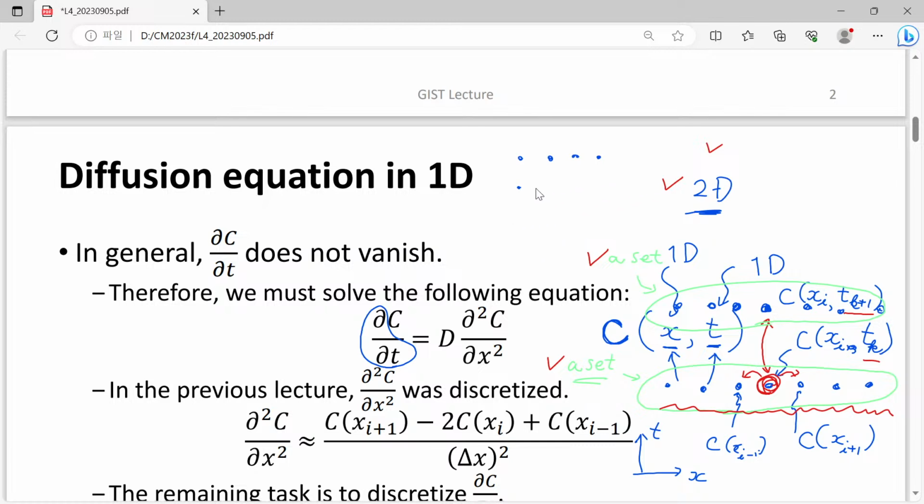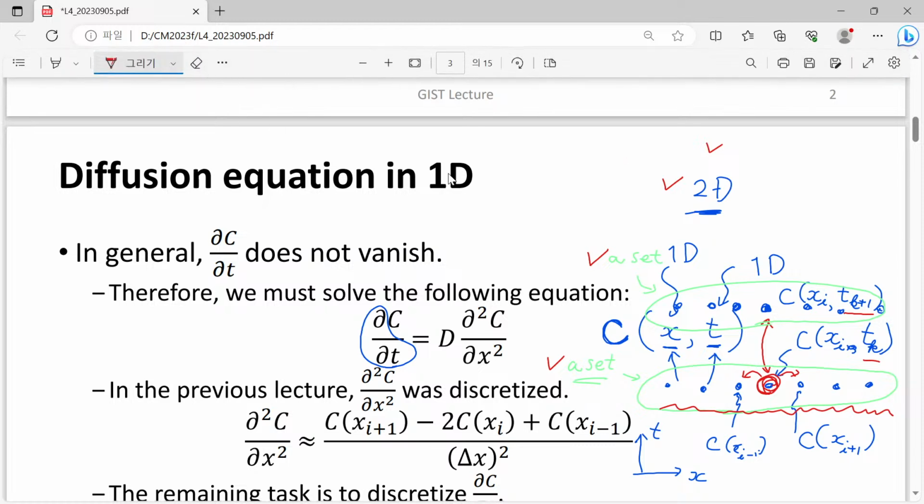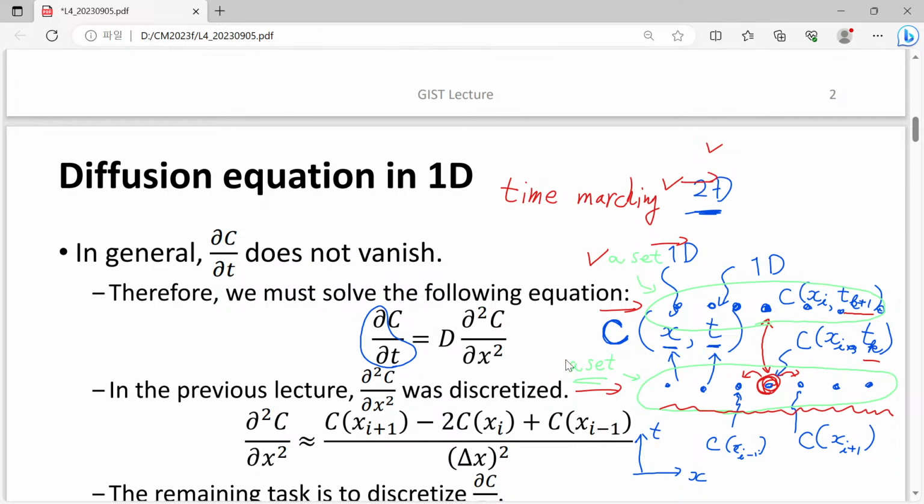So typically the time variable is called marching time. So one time, another time, next time, second next time. This kind of time marching technique is understood in this course. So are you with me?